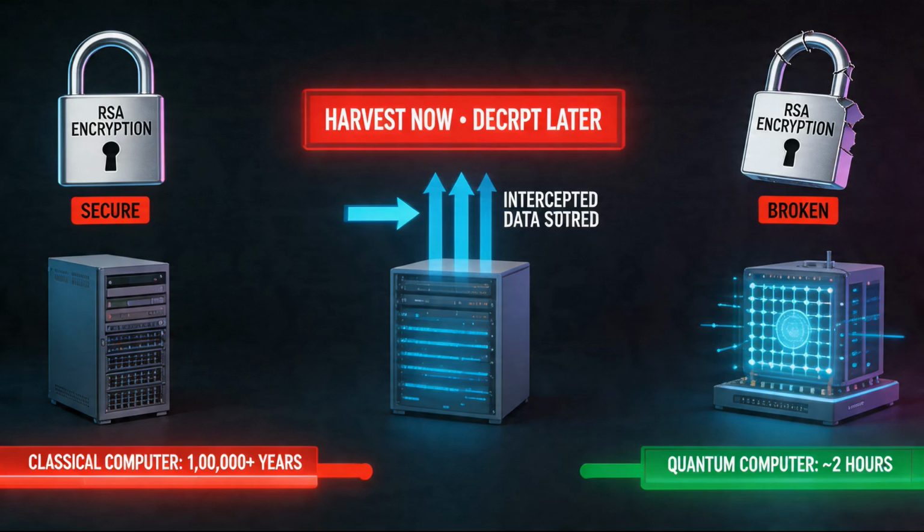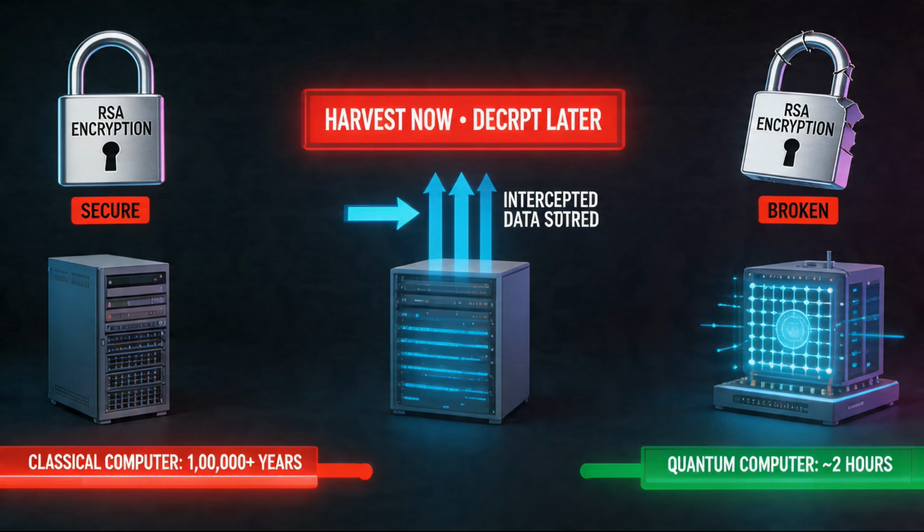The quantum threat to encryption is real, but the timeline is misunderstood. Today's internet security relies on public key cryptography, specifically RSA and elliptic curve cryptography. The security of these systems rests on the mathematical difficulty of factoring large numbers. The best classical algorithms would take millions of years to factor a 2048-bit RSA key. A quantum algorithm on a sufficiently powerful quantum computer could do it in hours.